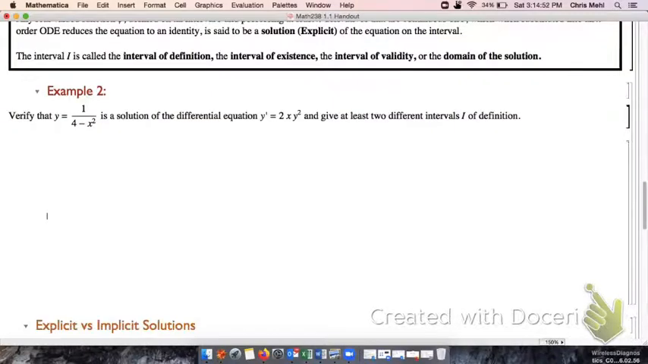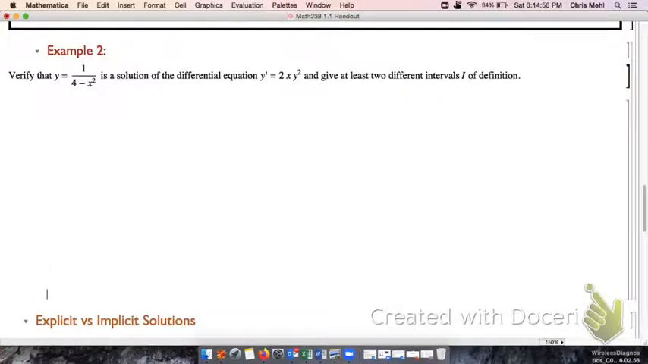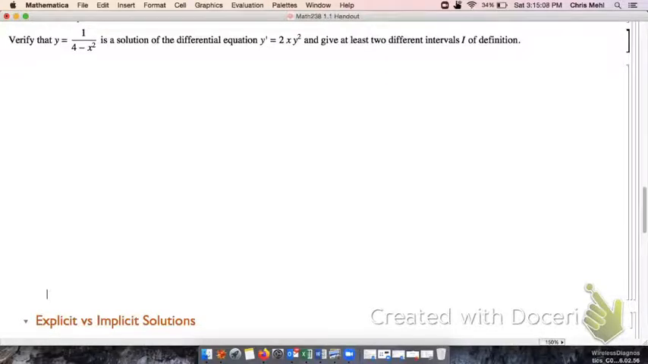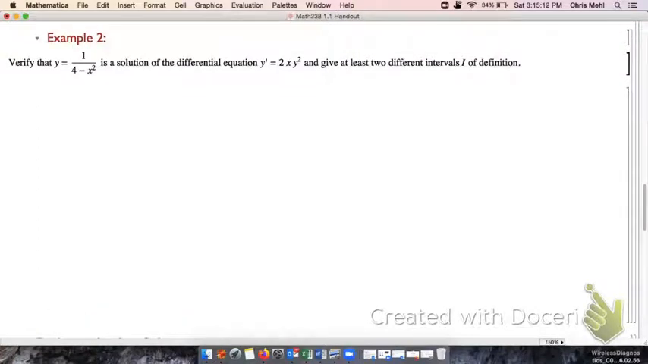Okay, example 2 says to verify that y equals 1 over 4 minus x squared is a solution of the differential equation y prime equals 2xy squared. Give at least 2 different intervals of definition. Okay.